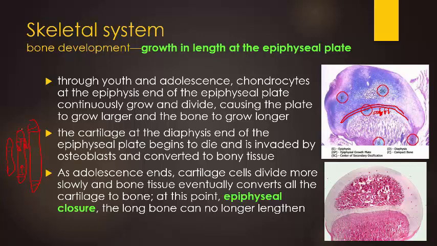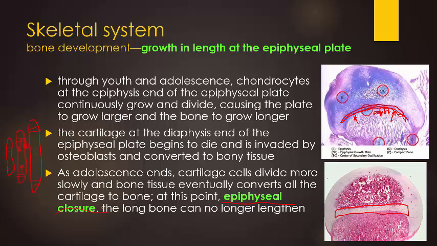Eventually, though, as adolescence ends, those cartilage cells get slower and slower in their dividing, and the bone tissue begins to creep closer and closer until eventually there is no cartilage left and it all becomes bone. And that's what we're seeing here. So this is a mature humerus where the epiphyseal plate has closed, and that's why we talk about that as epiphyseal closure.